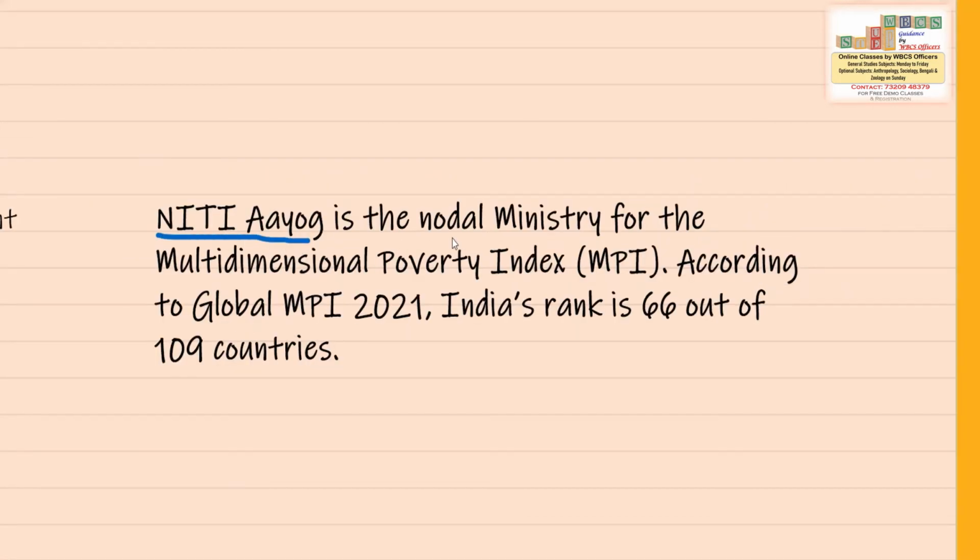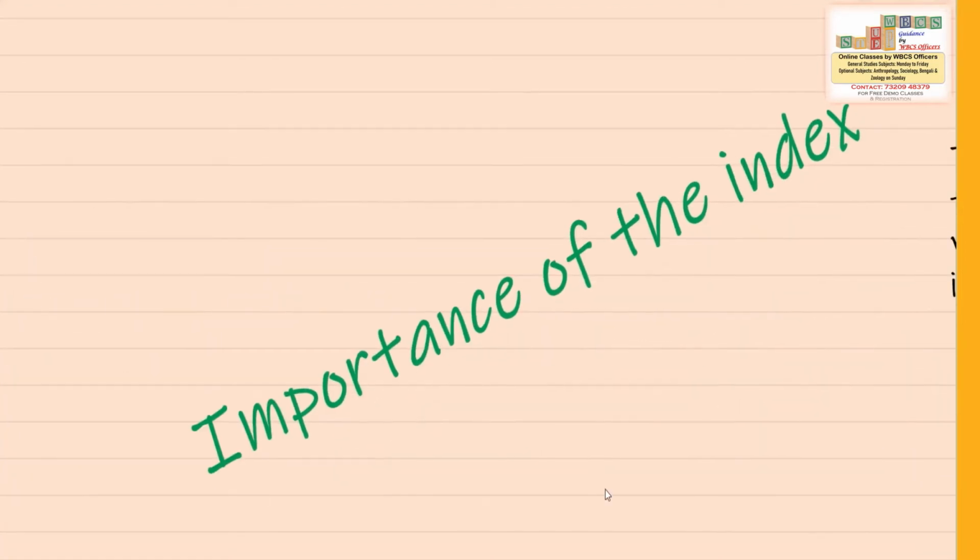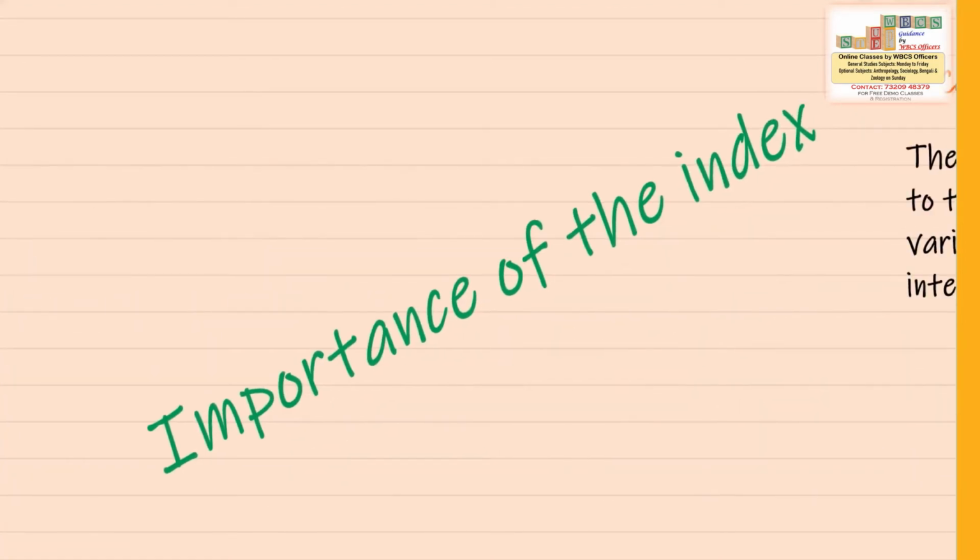NITI Aayog is the nodal ministry for MPI, that is Multidimensional Poverty Index. According to Global MPI 2021, India's rank is 66 out of 109 countries. This has been discussed before also. Now, the importance of the index. What is the importance of the index?